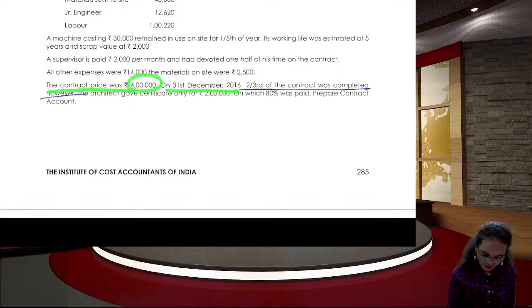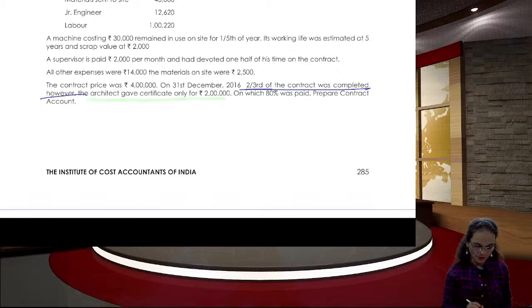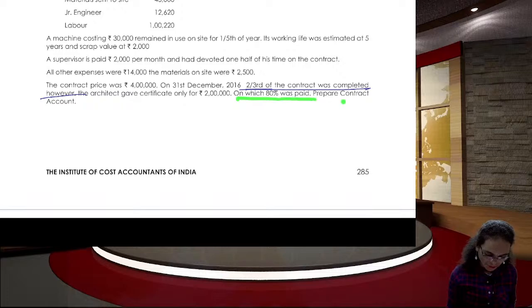On 31st December 2016, 2/3 of the contract was completed. Only 2/3 of the contract was completed. However, the architect gave a certificate only for 2 lakhs rupees, on which 80% was paid. Prepare a contract account. Try to understand the question here.